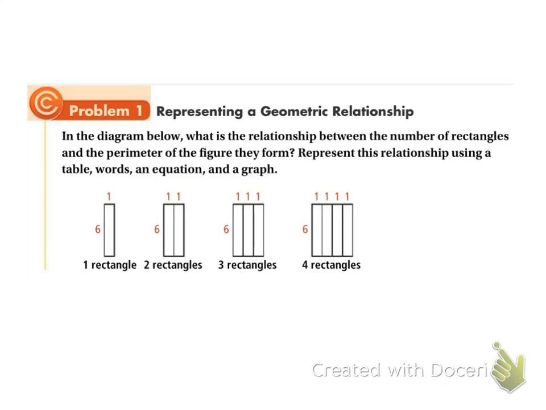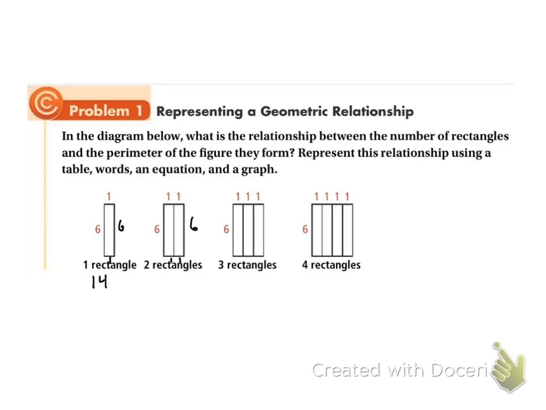So, in the diagram below, what is the relationship between the number of rectangles and the perimeter of the figure they form? Represent this relationship using a table, words, an equation, and a graph. So we start with one rectangle, and its perimeter, remember this would also be a 6, and this would also be a 1 down there. So this perimeter would be 14.